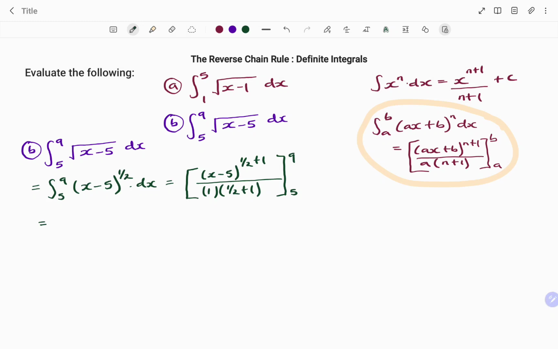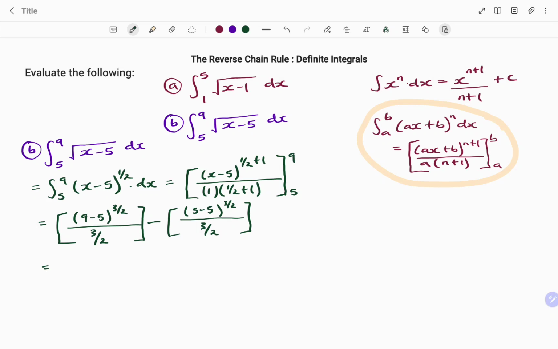Starting with 9, every occurrence of x I replace with 9. So I have in bracket 9 minus 5 to the power of half plus 1, that's 3 over 2, divided by 1 times half plus 1, that's still 3 over 2, close bracket, minus, then I insert 5. So that's in bracket 5 minus 5 to the power of half plus 1, that's 3 over 2, divided by 1 times 3 over 2, that's 3 over 2.